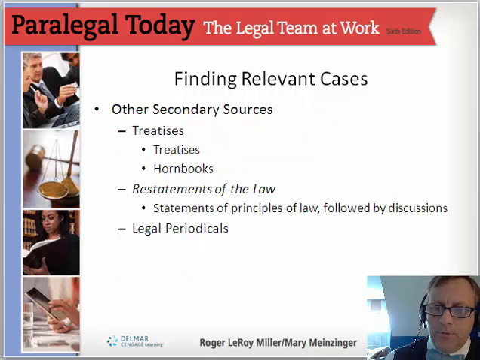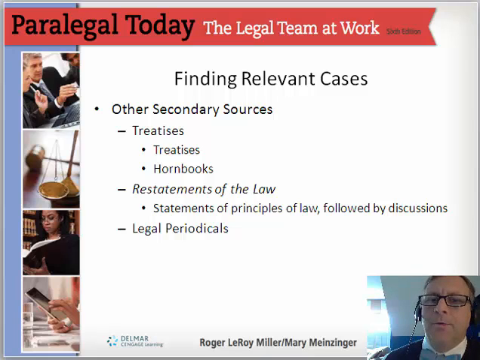Treatises are formal scholarly works by a law professor or other legal professional that treats a particular subject systematically and in detail. Single-volume treatises that synthesize the basic principles of a given legal area are known as hornbooks. Some hornbooks, but not all, are available online, and they're useful to paralegals who want to familiarize themselves with a particular area of the law, such as torts or contracts.